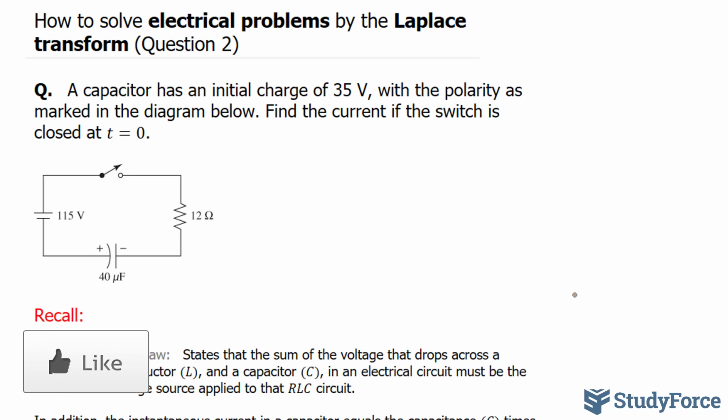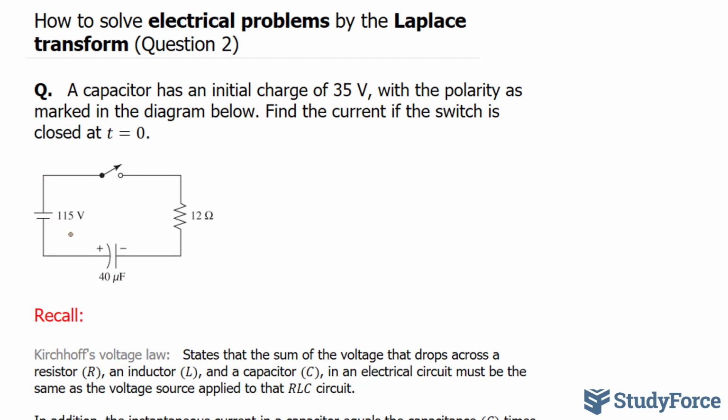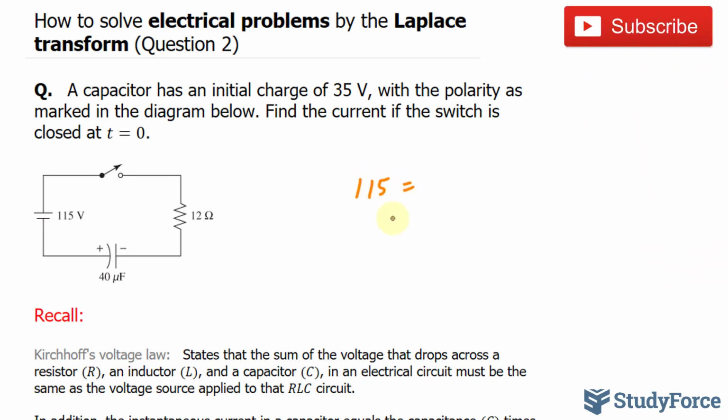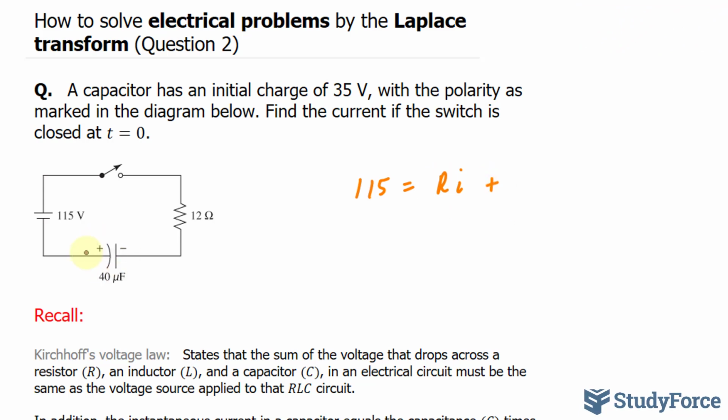To be successful with this question, we'll need to know Kirchhoff's voltage law, and this was mentioned in question number 1. It states that the sum of the voltages that drop across the resistor, inductor, and capacitor in an electrical circuit must be the same as the voltage source applied to the RLC circuit. And the voltage source being applied here is 115 volts. So we have 115 is equal to the drop in voltage here, which I'll represent as R times I, resistance times the instantaneous current, plus the voltage across this capacitor.